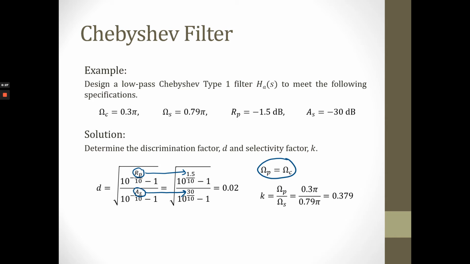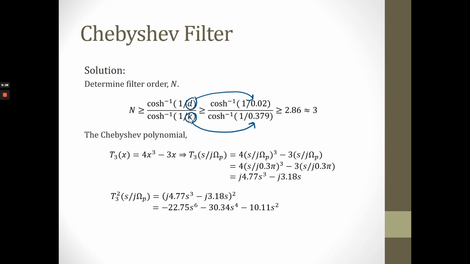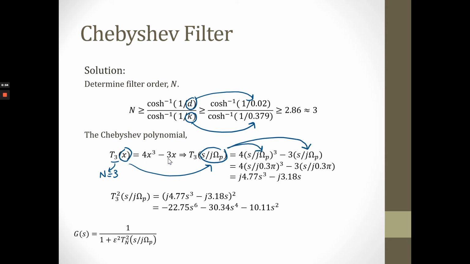And the next one, we determine the filter order based on the discrimination and selectivity factor that we have calculated in the previous slide. So we rounded this value, therefore n is equal to 3, and we choose T3(x) from the Chebyshev polynomial table. We have this equation, so we determine this function based on this x value. Okay, so we plug in this one into this equation. So we have this one as T3(x).